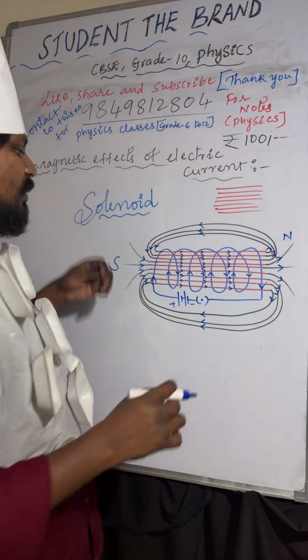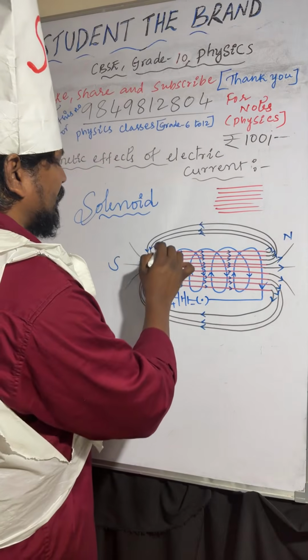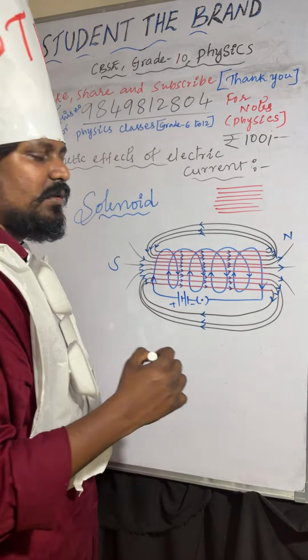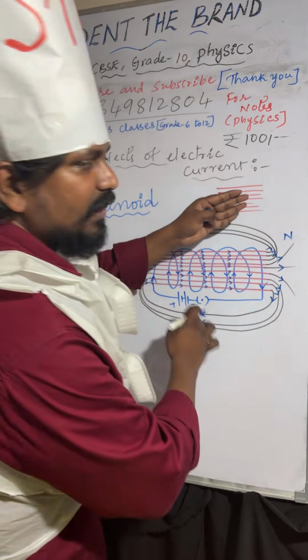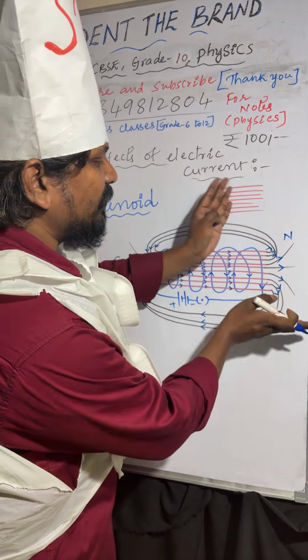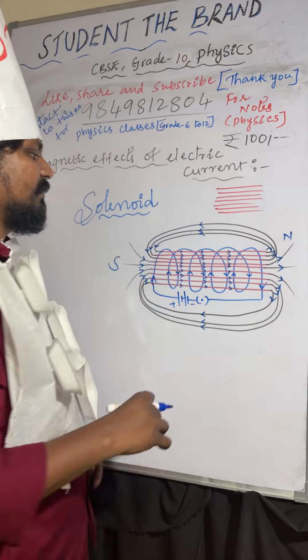Understood or not? So you have to observe, this is the positive terminal. So in this direction current is passing, so the magnetic field also moves in that direction, that is south. And here the current is coming out from this side, so the magnetic field also should leave from this side. Then you will get it.